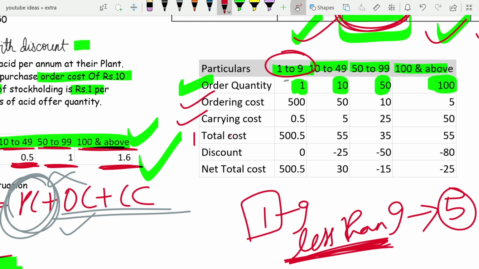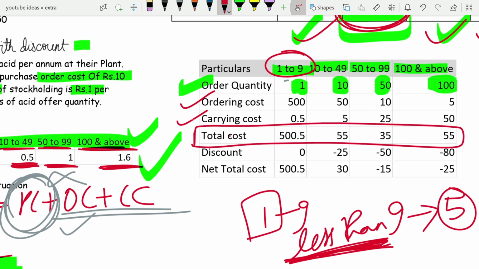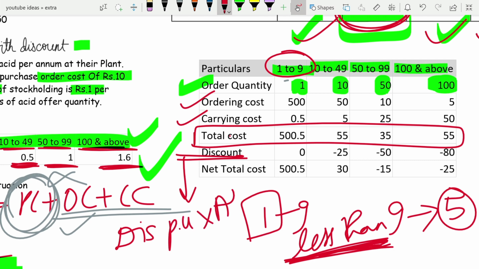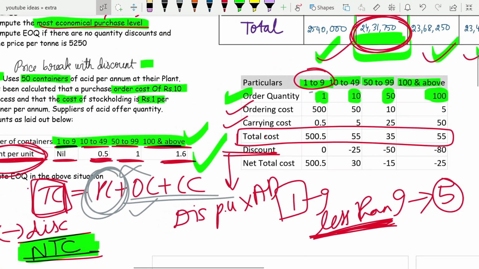Then you will find out your ordering cost and carrying cost, which you know how to find out. Then total cost will come. From the total cost, you have to find out your discount. How will you find out your total discount? Discount will be nothing but discount per unit into annual demand. Like how you find out your purchase cost, same way for discount. Purchase cost, how do you find it? Purchase price per unit into annual demand. How will you find discount? Discount per unit into annual demand. So in the first one there is no discount, so leave that.